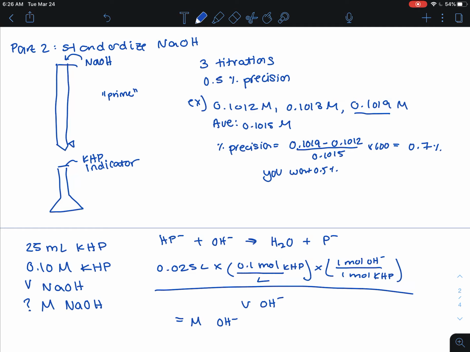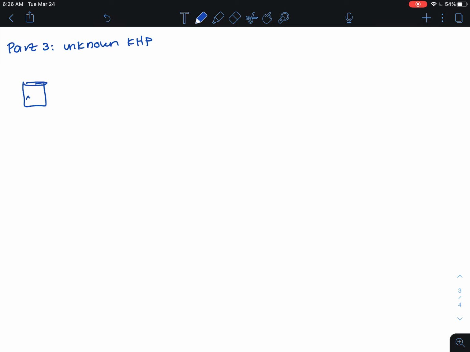And then, once you get your moles of your base, you can divide by the volume of the base to get the molarity. So then once you would do this in day 2, you then know the exact molarity of your standard NaOH. Then we get to part 3, unknown KHP.